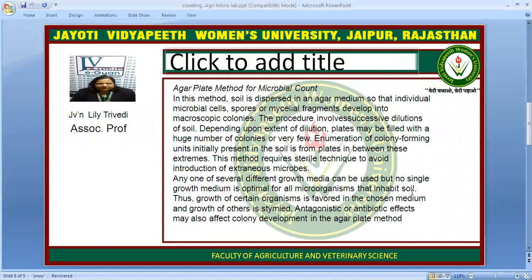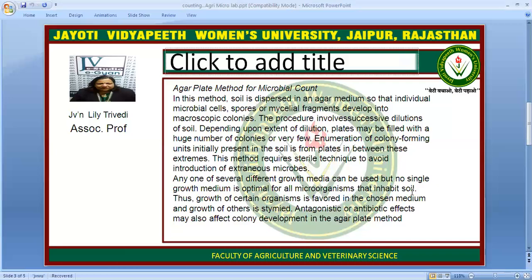Now, I will be talking here about the basics to be used in this experiment. The basis is the agar plate method for microbial count. The soil in the agar medium is mixed and individual microbial cells, spores or mycelial fragments develop into macroscopic colonies. For the mixing of soil, we use successive dilutions of the soil. The more the dilution, the fewer the number of colonies in the plate. So as we dilute, the number of colonies forming in the plate will be reduced.